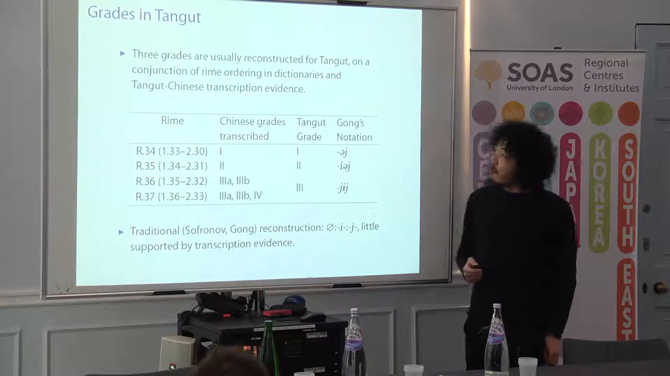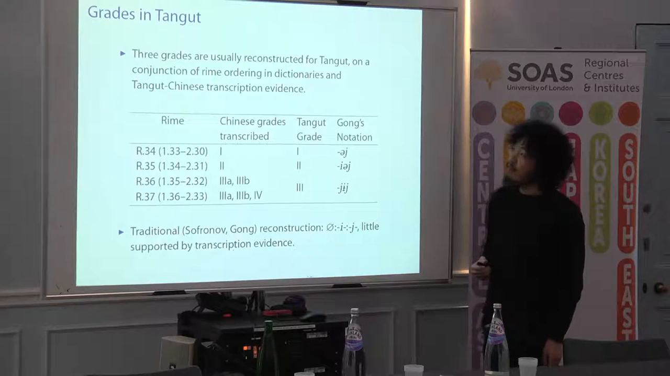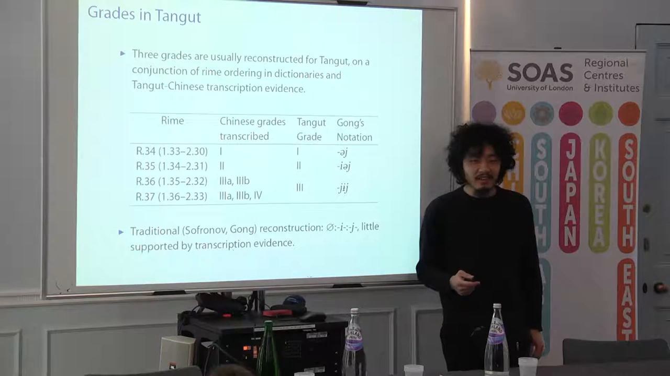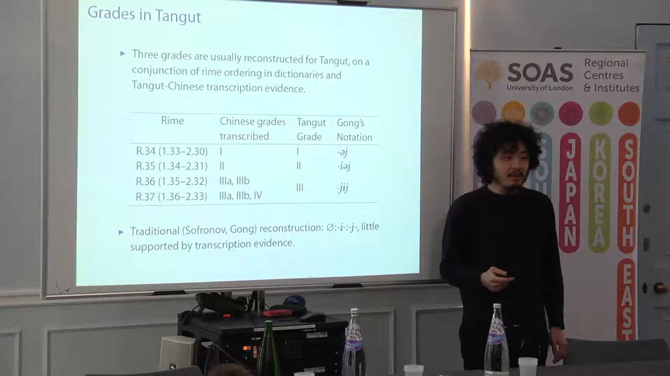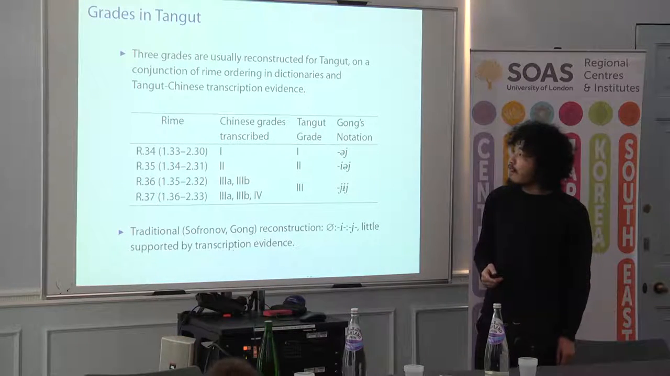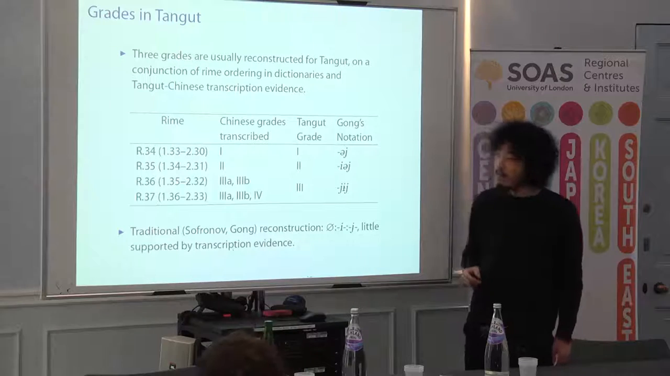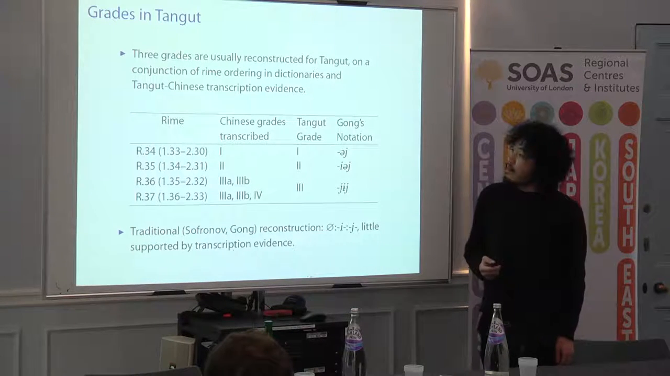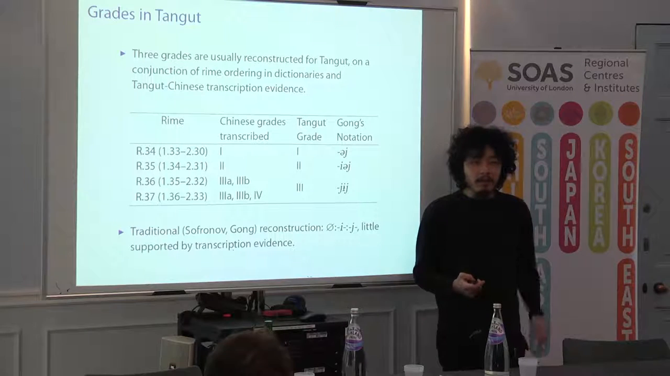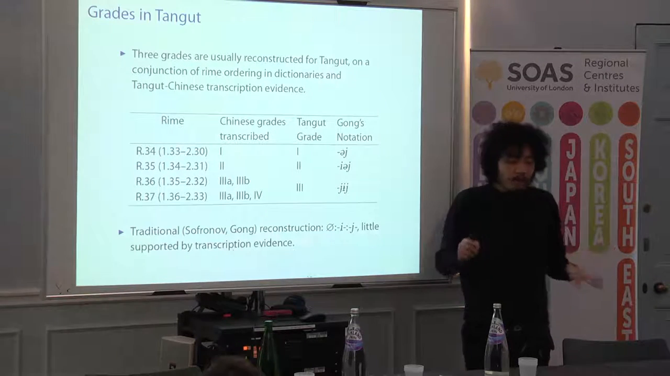By Gong Hwang Cheng, usually we reconstruct three grades for Tangut on the basis of a conjunction of rhyme ordering in dictionaries, like the Wenhai or the Tangut characters dictionaries. And we have other lexicographic materials that present exactly the same order of rhyme categories, so it is very much agreed upon by the Tangut philologists themselves. The other thing is the Tangut-Chinese transcription evidence. There is a slight asymmetry between the Chinese to Tangut side and the Tangut to Chinese side, but for the great problem, it's okay.